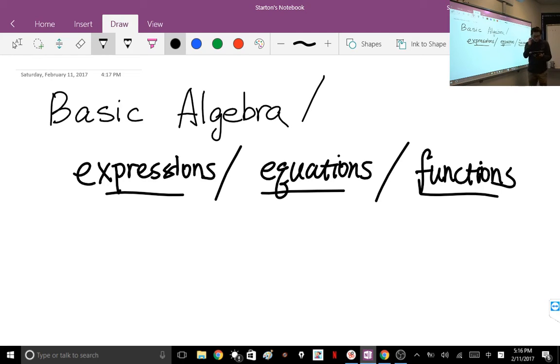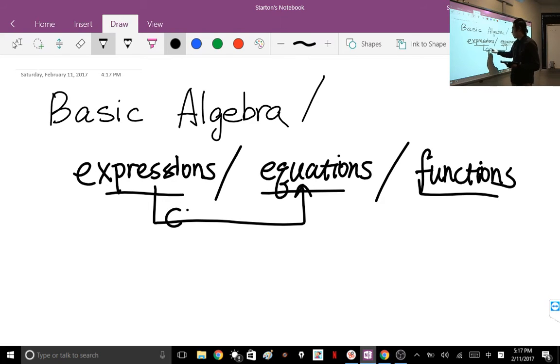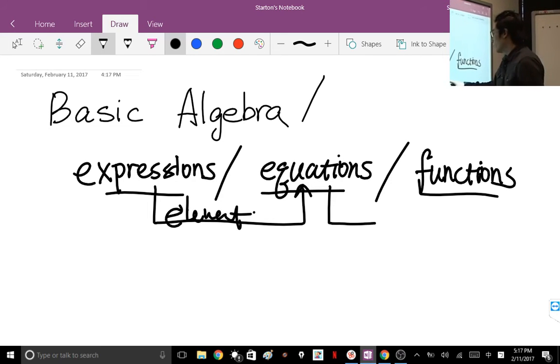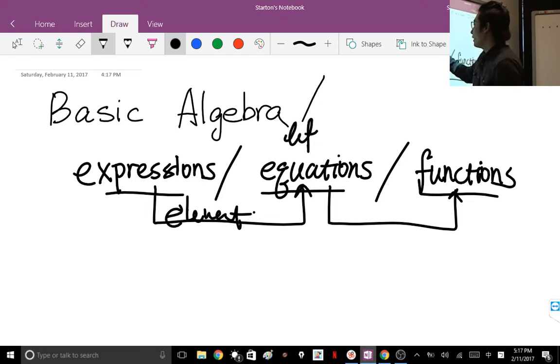Because there is a logic relation between these three things. Expressions are the components of the equations. So this is the logic behind them, that the element. And say, if you have an equation, actually you have already represented a relationship between the left hand side and the right hand side.